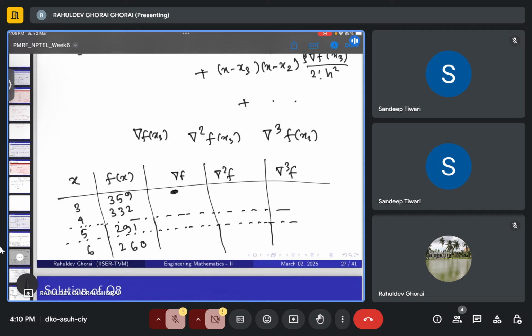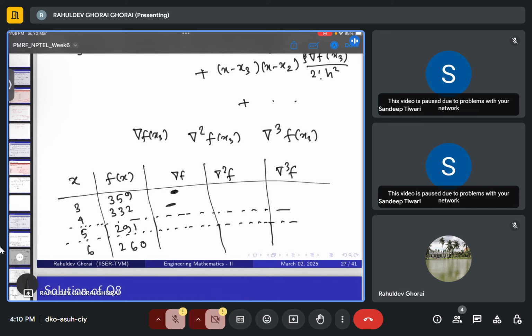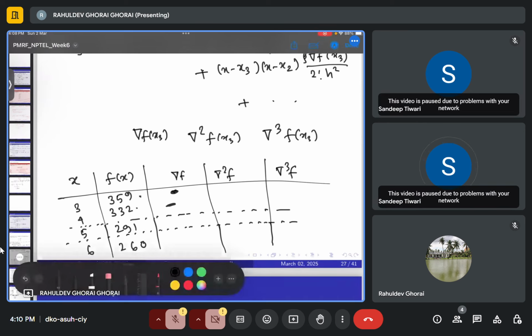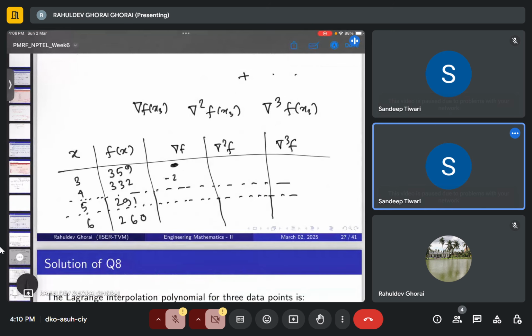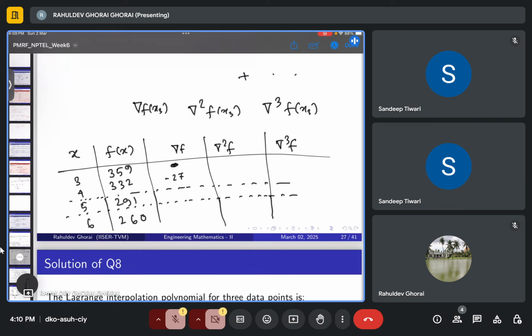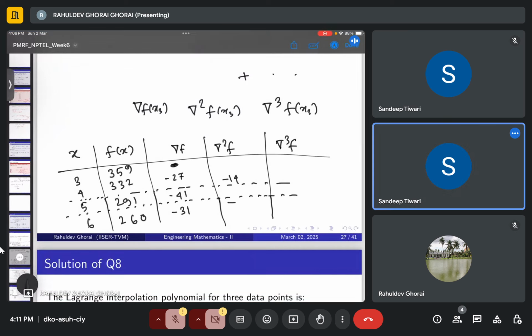So the second one will be this point minus this one. That will be 332 minus 359, which is minus 27, and similarly minus 41, minus 31. Then it comes here. What will be this value? It will be in the middle of these, so minus 14, and minus 10.